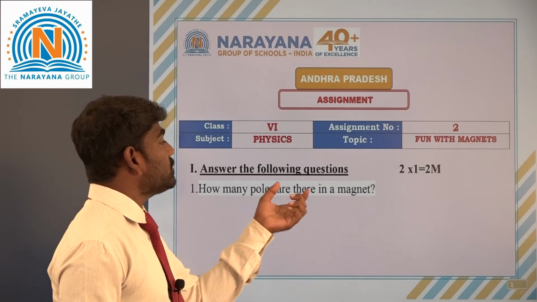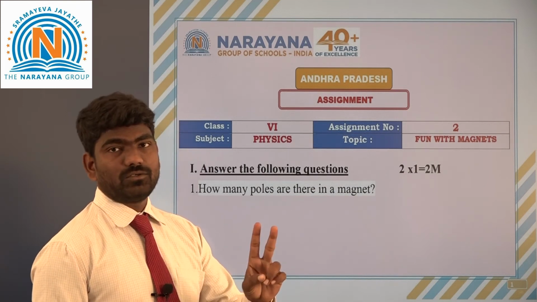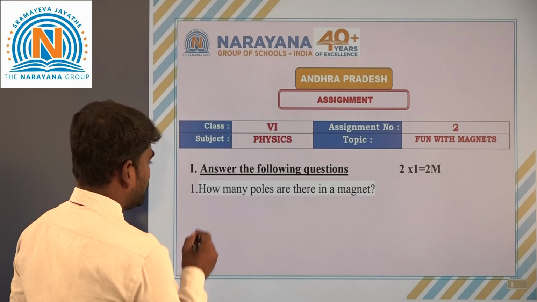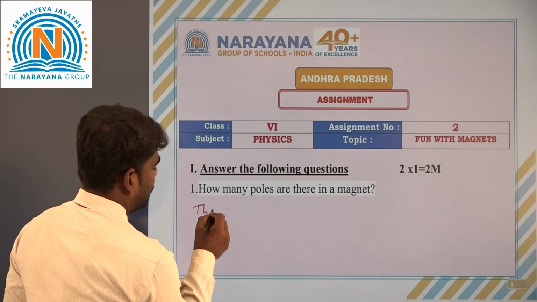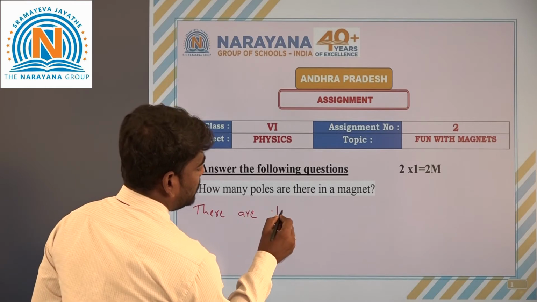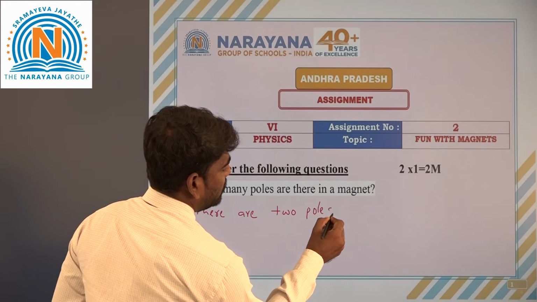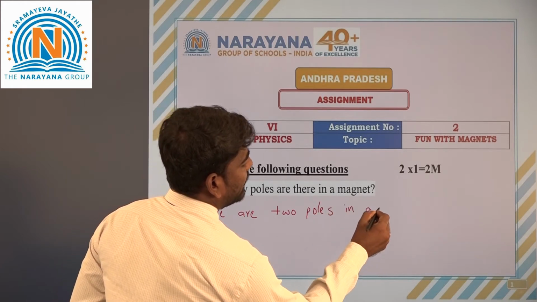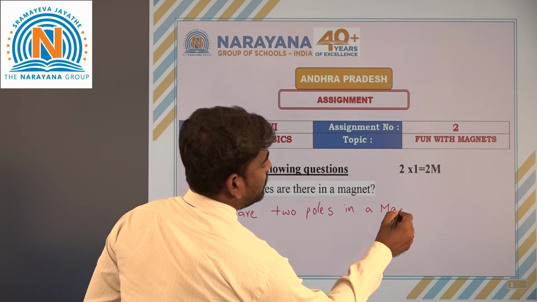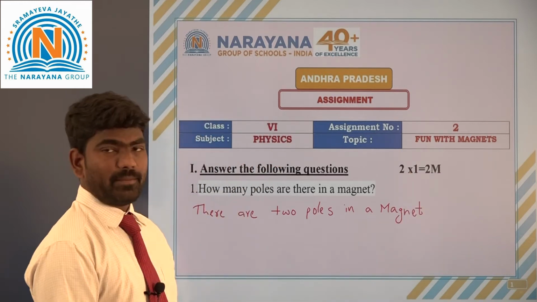But how many poles are there in a magnet? In a magnet, how many poles are there? Only two poles. How can you write? There are two poles in a magnet. It's a very simple question, right?